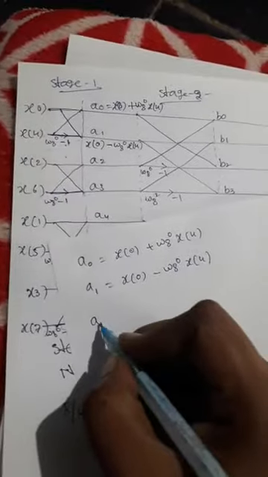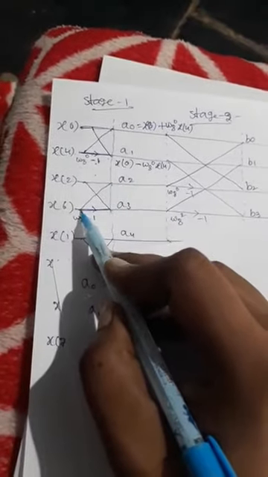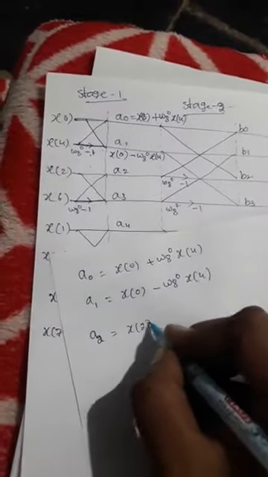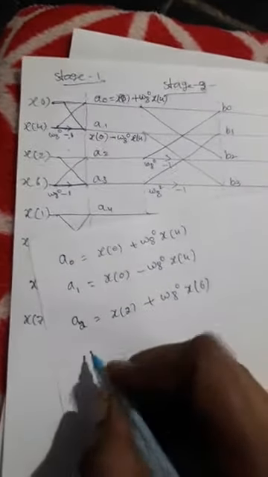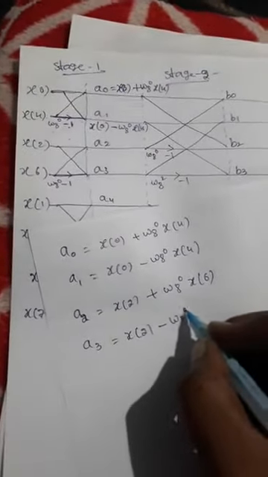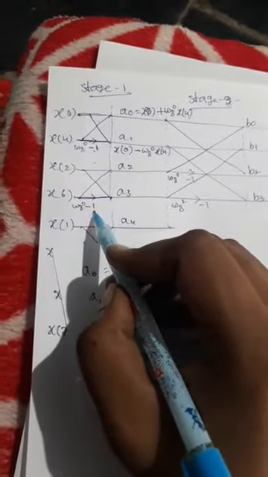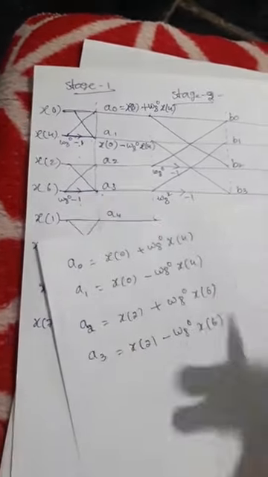Next is A2. In A2 the input comes to the x of 6, and this also x of 2. So x of 2 plus W8 to the power of 0, x of 6. Similarly A3 is x of 2 minus W8 to the power of 0, x of 6. Here the A3 input comes to the x of 2. Okay, and here multiplied with minus 1 and into W8 to the power of 0.